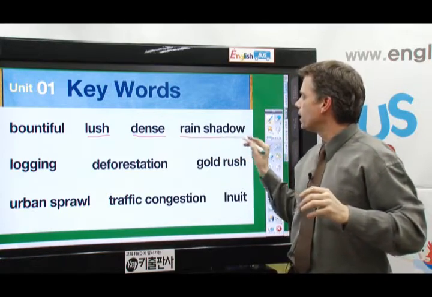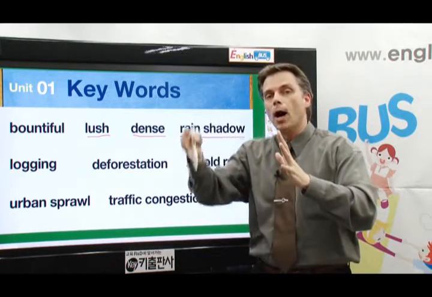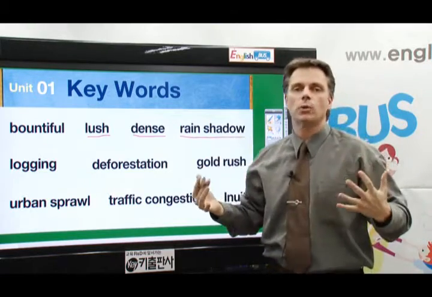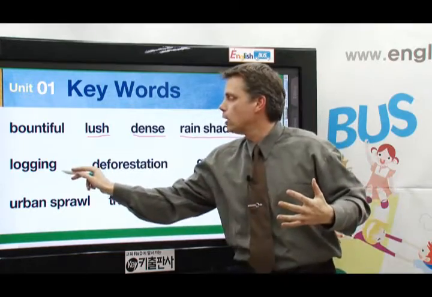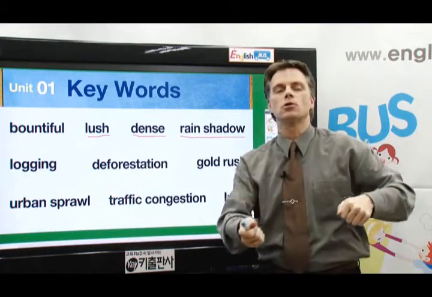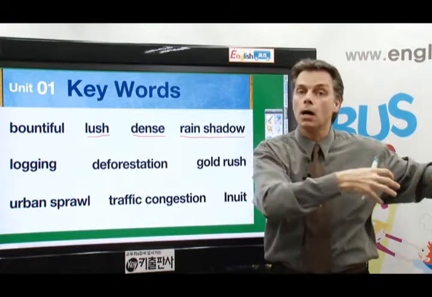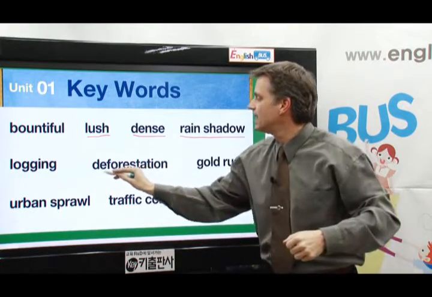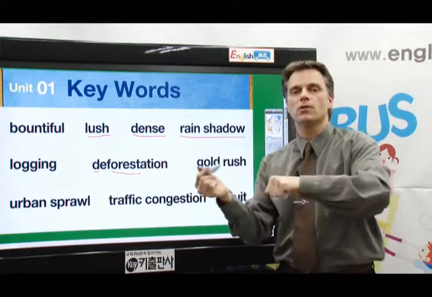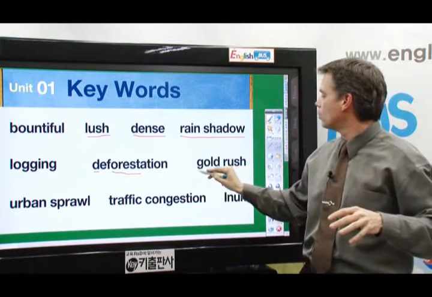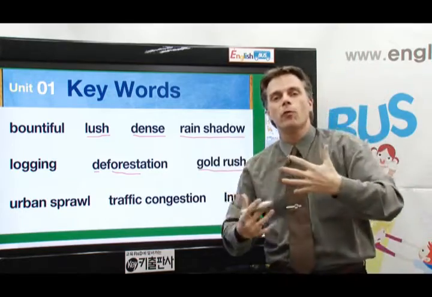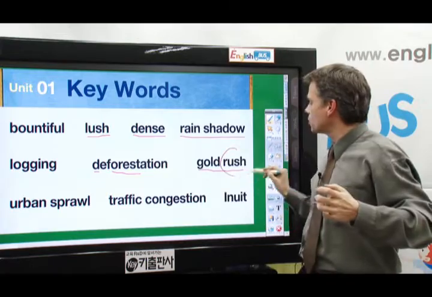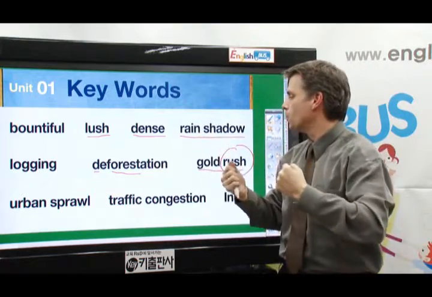Rain shadow. Now remember, that's on the opposite side of the mountain, very dry. It doesn't get much rain. Logging. People cut down the trees and take the logs. Logs are trees. Deforestation is to cut the forest down, and we call it deforestation. Gold rush. In California and other places, they found gold. So people rushed to go there and get the gold.